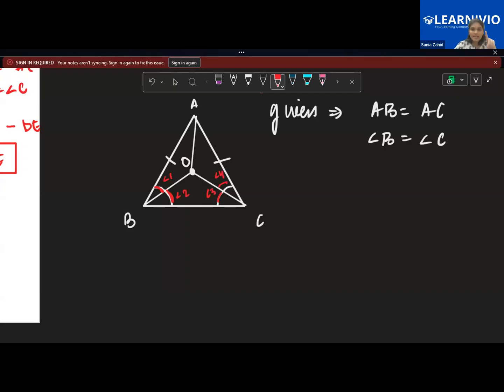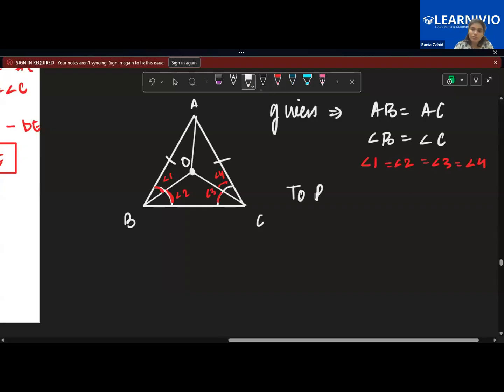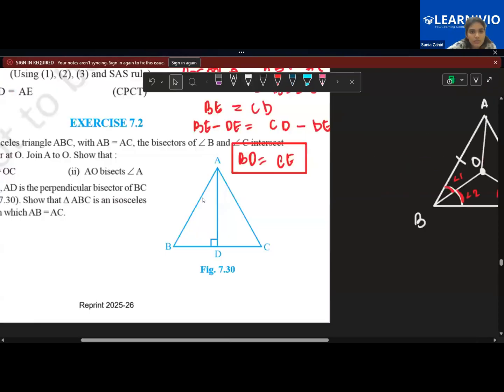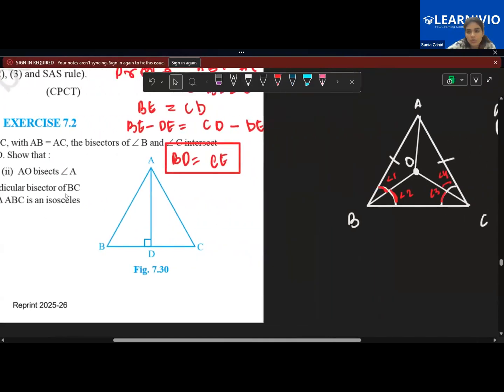See, angle B and angle C are equal. So the bisectors are also equal. That means angle 1 is equal to angle 2 is equal to angle 3 is equal to angle 4. So all the four small angles are also equal to one angle, right? You get it? Yes, ma'am. Now what you have to prove? To prove OB line is equal to OC line. That is the only question. OB is equal to OC.